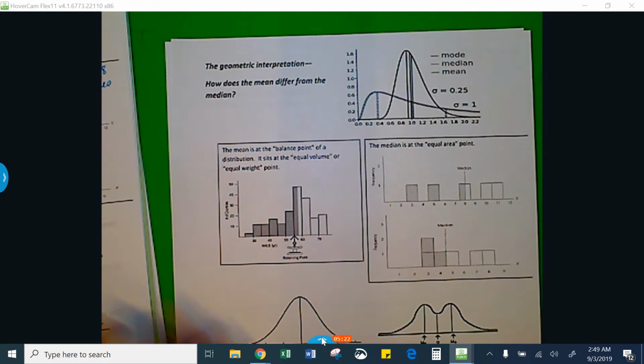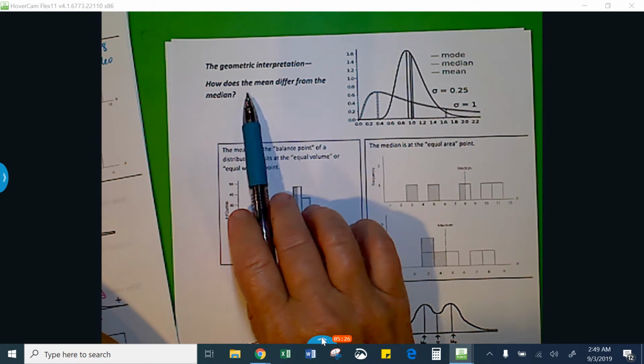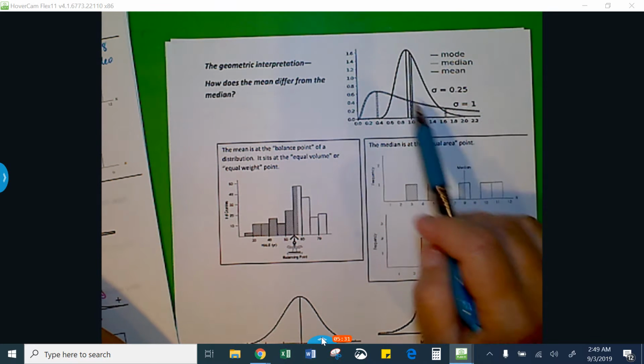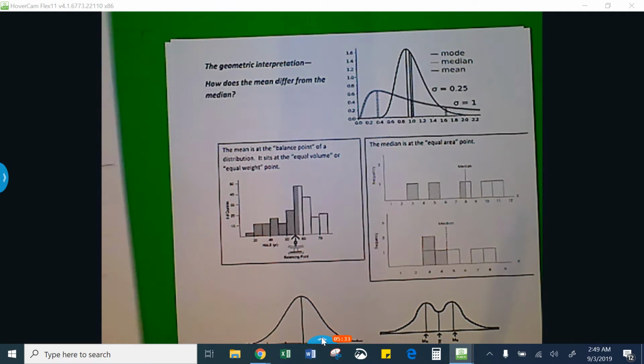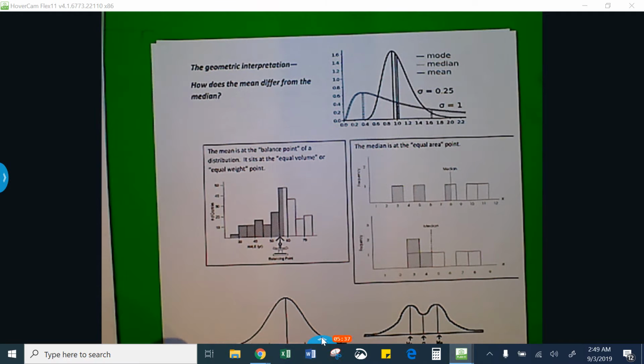this next page or so is intended to give you a geometric interpretation of how the mean is different than the median. If this were a color copy, this would look all nice. It's not a color copy, so we're going to have to mark this up.